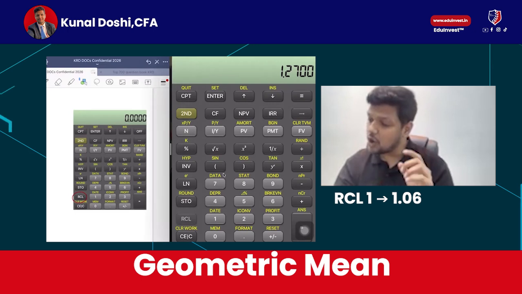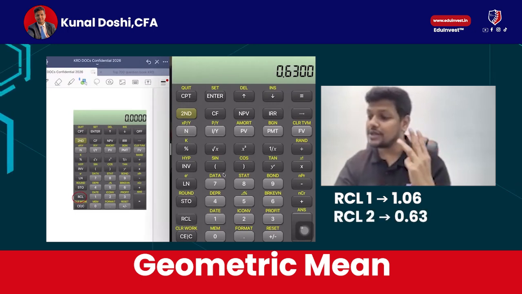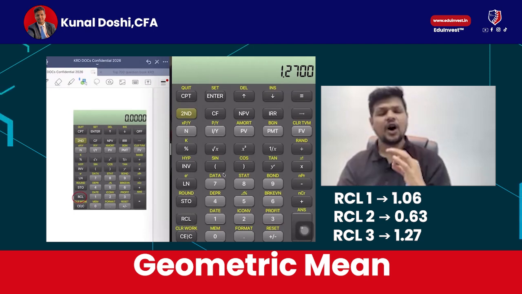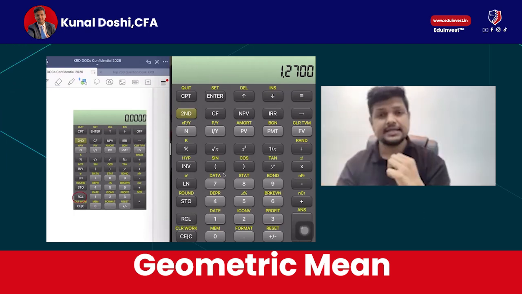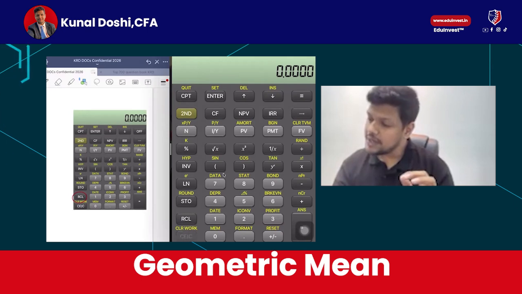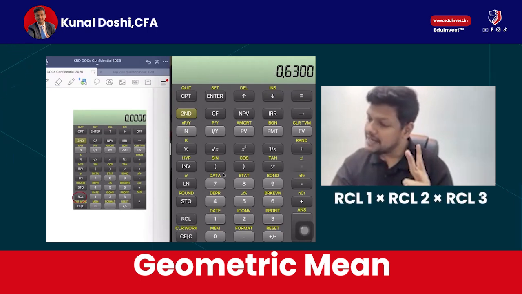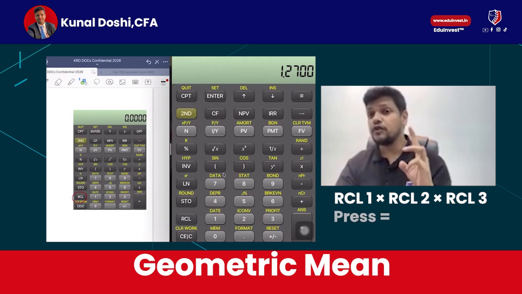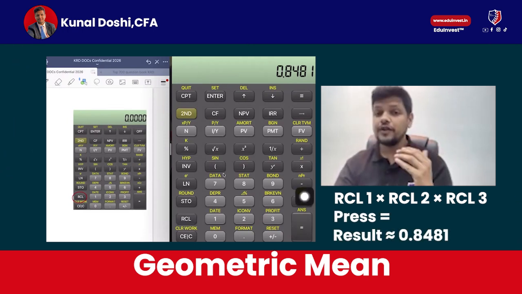So you'll press recall 1, it is 1.06, recall 2, it is 0.63, and recall 3, it is 1.27. Now you multiply all three and store it in 4. Yes, you can store it in 4. So what we'll do is recall 1, multiply that by recall 2, multiply that with recall 3, and don't forget to press equal to, because unless you press equal to, you will not get the answer.